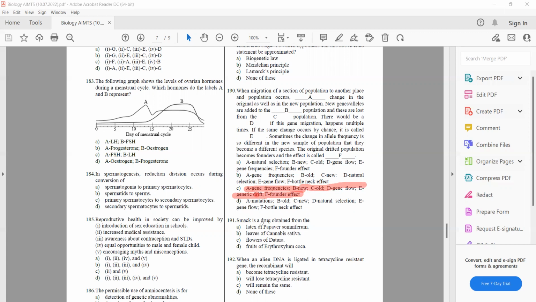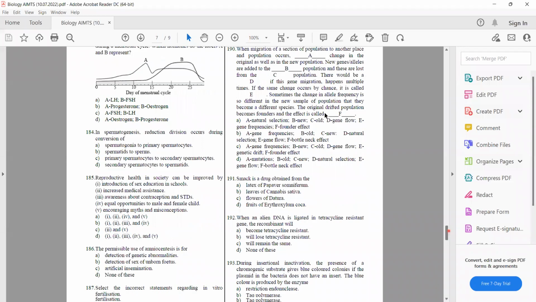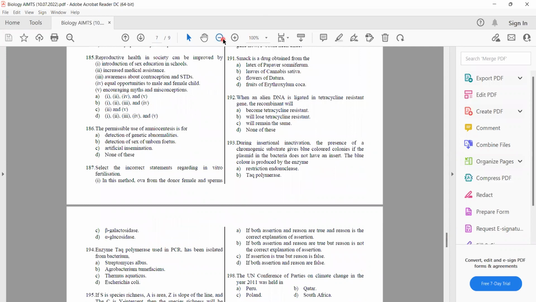Smack is a drug which is obtained from the latex of Papaver somnifera. 192. When an alien DNA is ligated in the tetracycline resistant gene, the recombinant will... insertional inactivation, right? So when an alien DNA is ligated into the tetracycline resistant gene, it will lose the tetracycline resistance.